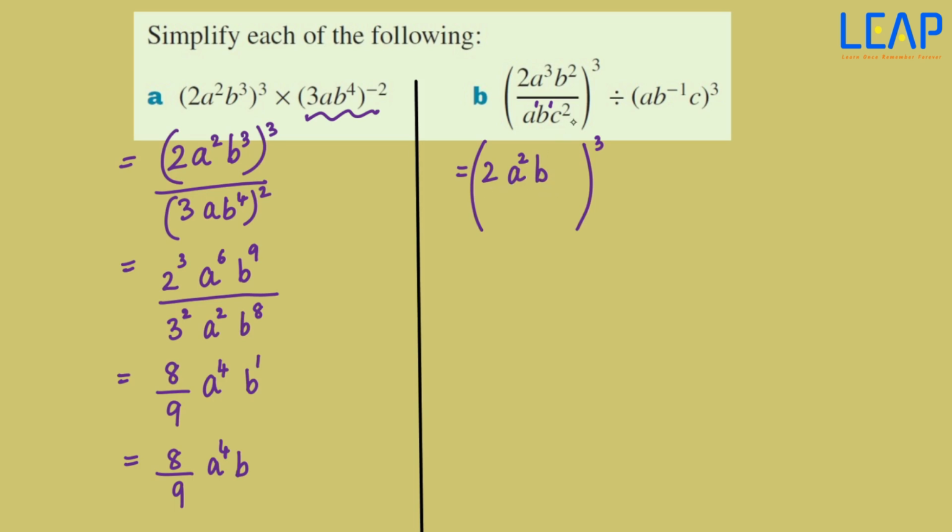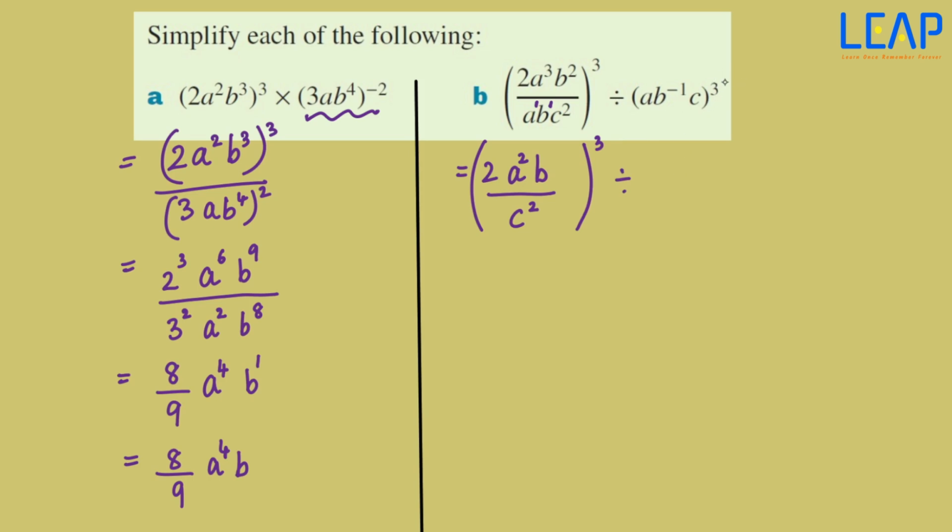And then c squared, there's no other c on the top. That's going to remain in the denominator itself. Make sure you are writing that in the denominator, because in the question it is in the denominator, okay? And then you have divided by all these raised to power 3.